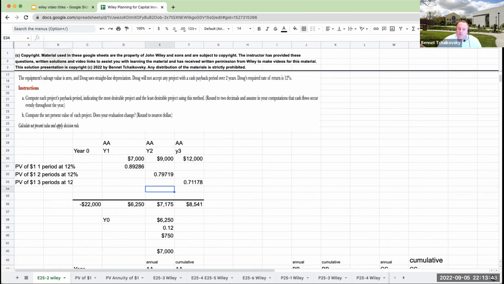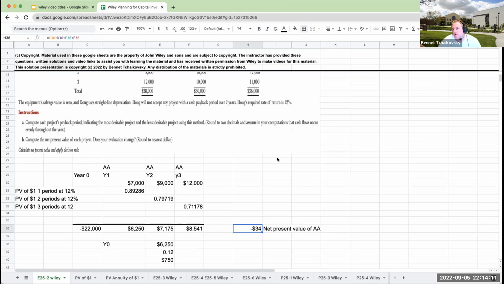So now that we have over here, well, how do we go through and determine the net present value? Well, the net present value is basically going to be the sum of the year 0 plus 6,250 plus 7,175 plus 8,541. So my net present value of project AA is going to be negative $34. Well, that's fine. It doesn't clearly meet this criteria. So let's just move on to the second one. So again, I can add up these numbers together now.